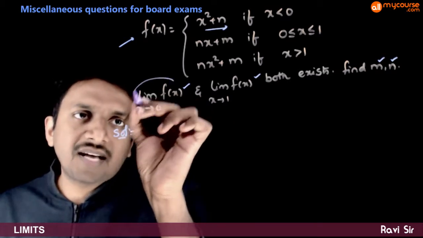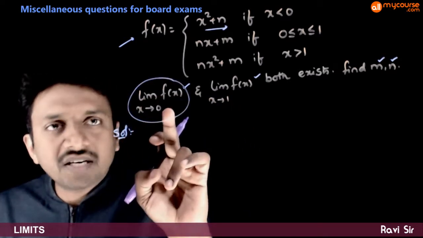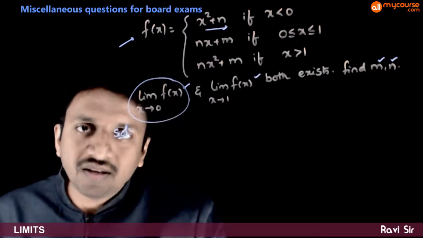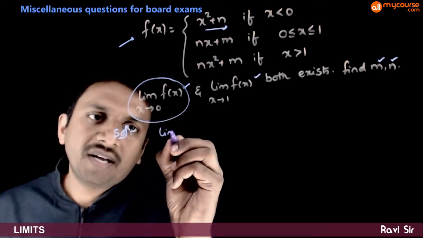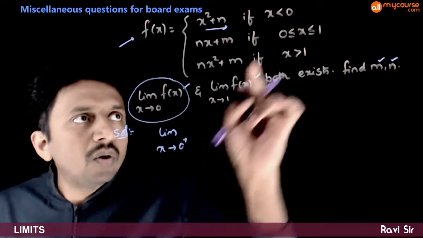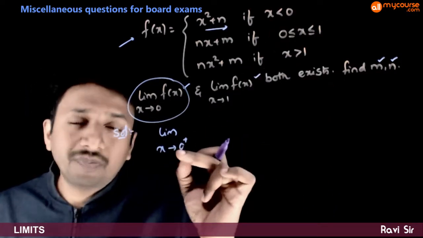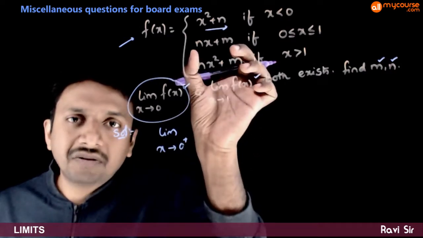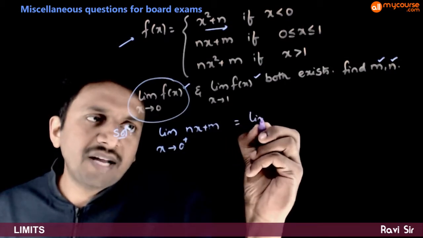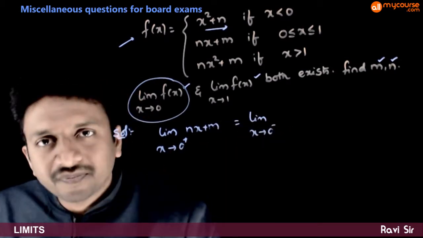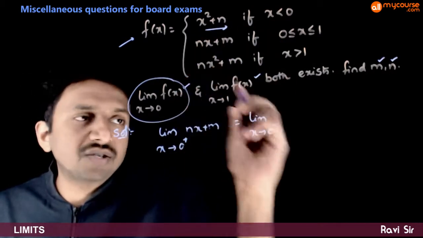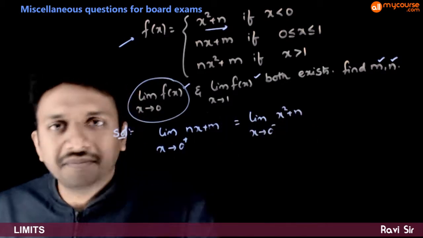So first let us consider this information. Limit x tends to 0 f(x) exists. That means the right limit has to be equal to the left limit. So limit x tends to 0 plus f(x), in the right neighborhood of 0, that is slightly greater than 0, the function is nx plus m, right? This has to be equal to limit x tends to 0 minus, in the left neighborhood of 0, the function is x squared plus n.